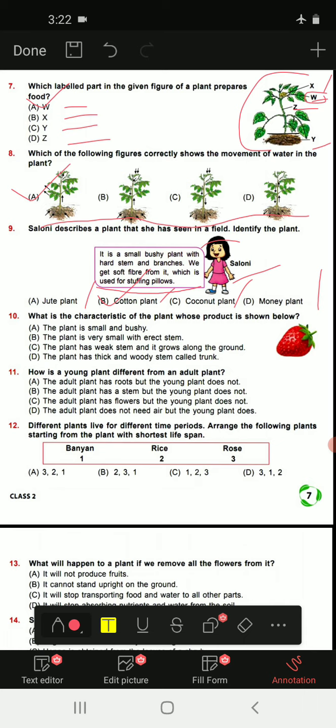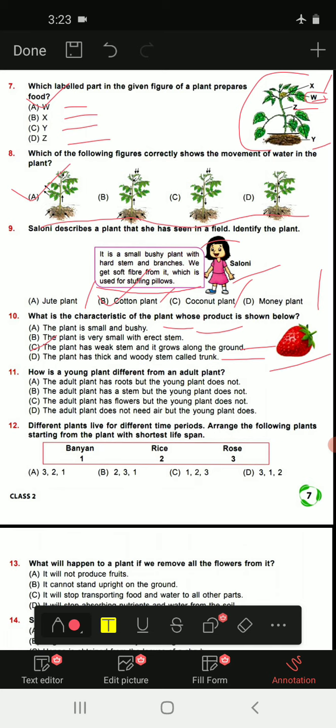Next question, question 10. What is the characteristic of the plant whose product is shown below? This is the product. Options are: the plant is small and bushy; the plant is very small with erect stem; the plant has weak stem and it grows along the ground; and the last option is, the plant has thick and woody stem called trunk. So which option is correct? Option C, the plant has weak stem and it grows along the ground.